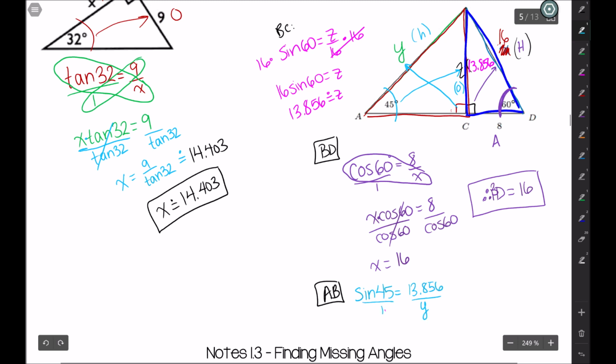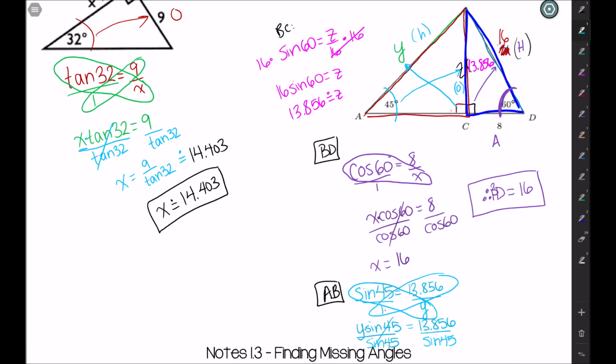I'm going to make this over 1, and I'm going to cross multiply. So sine of 45 times y is y sine of 45. And 1 times 13.856 is 13.856. I'm going to divide both sides by the sine of 45 to get rid of that sine of 45, because the opposite of multiplication is division, and I'm going to do the same thing on the other side. And I'm going to type that into my calculator and go from there.